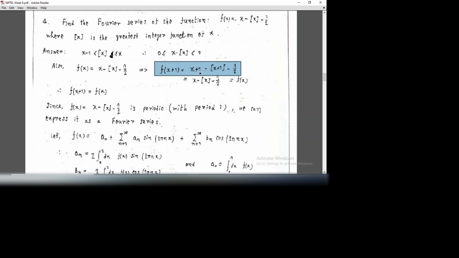So plus 1 here, and another plus 1 comes from inside this box, and those two cancel, and we are left with this one, and that is equal to f(x). That means we have this periodicity property: f(x plus 1) is equal to f(x). Since it's a periodic function already, we can of course express it as a Fourier series.